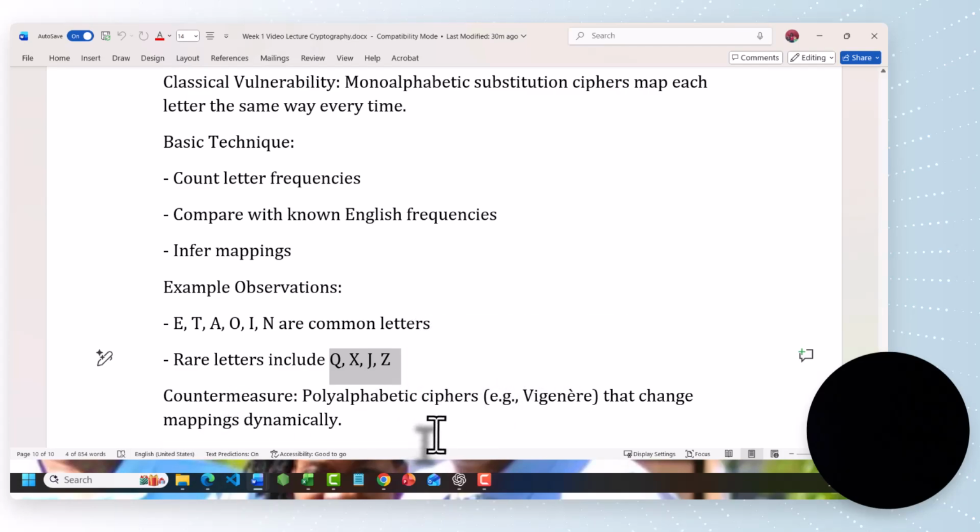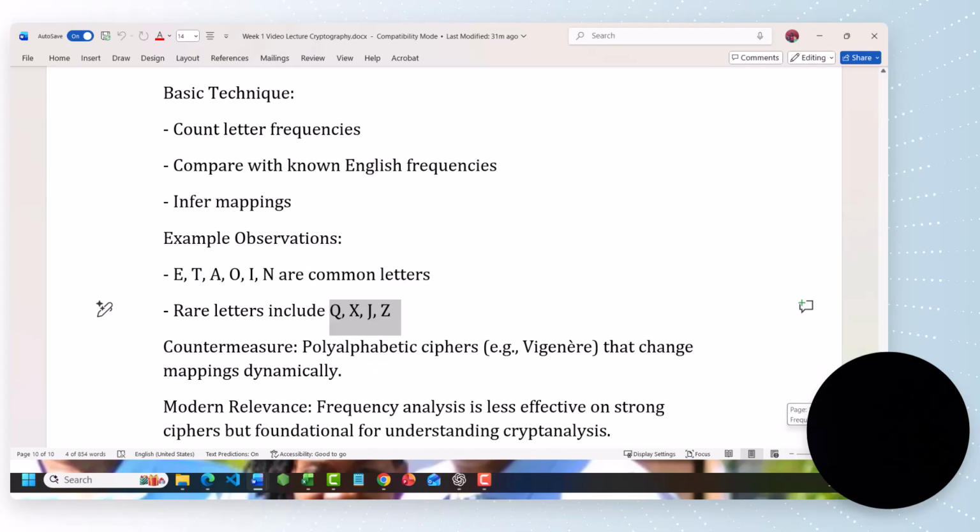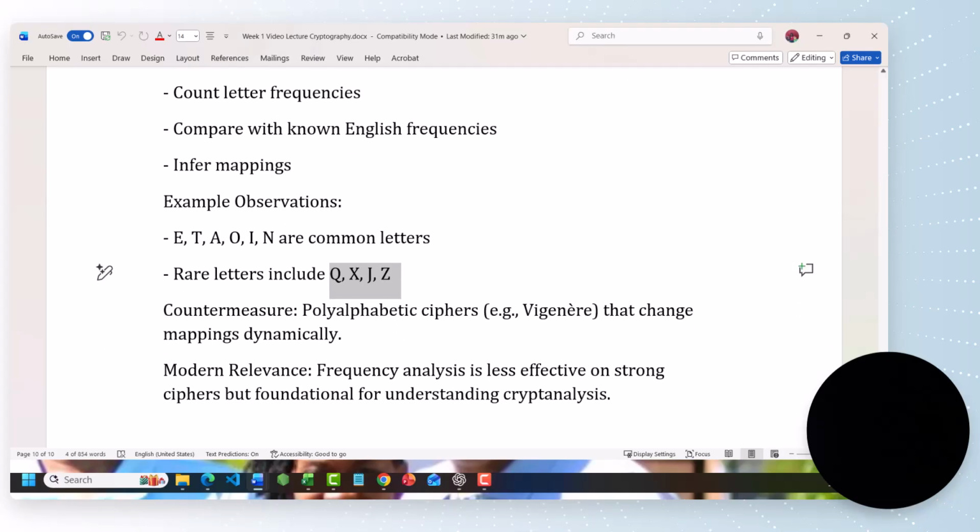Countermeasure: I just mentioned the polyalphabetic ciphers, the Vigenère, and how that will change the whole process dramatically, to where substitution ciphers do have a very good place in cryptography. Okay, frequency analysis is less effective on strong ciphers, but it is the foundation for cryptanalysis and in cryptography. We're going to be taking this, using your homework assignments and our discussions in class.